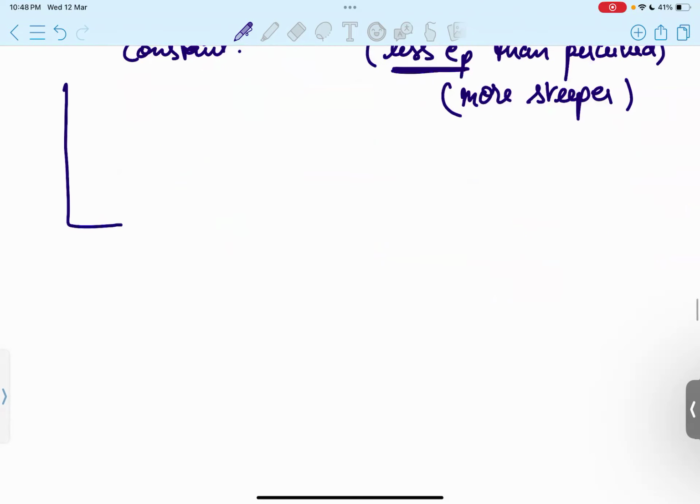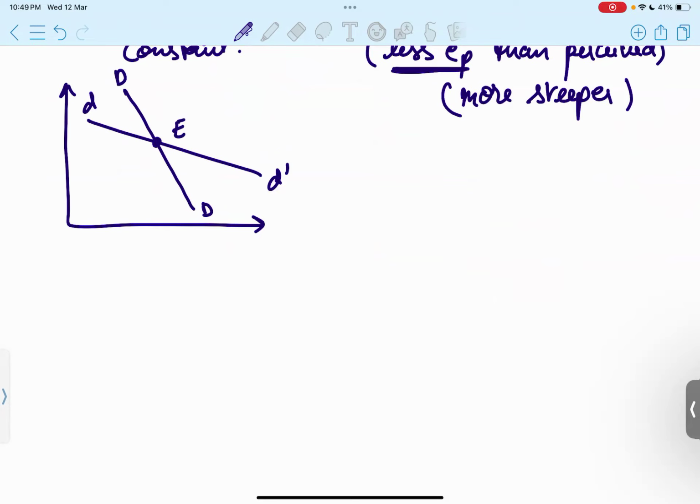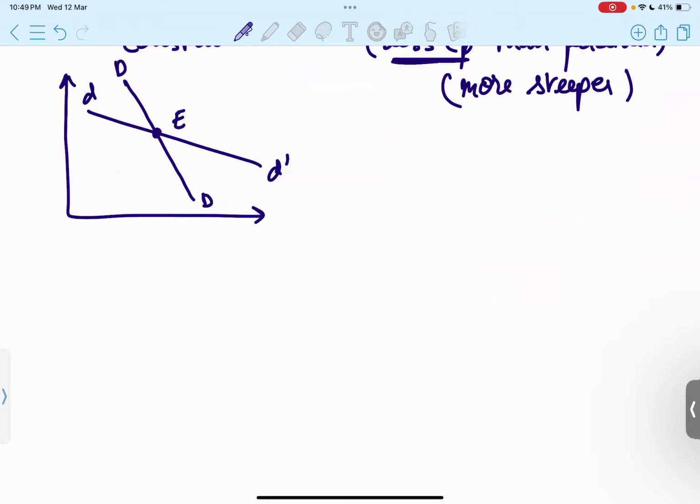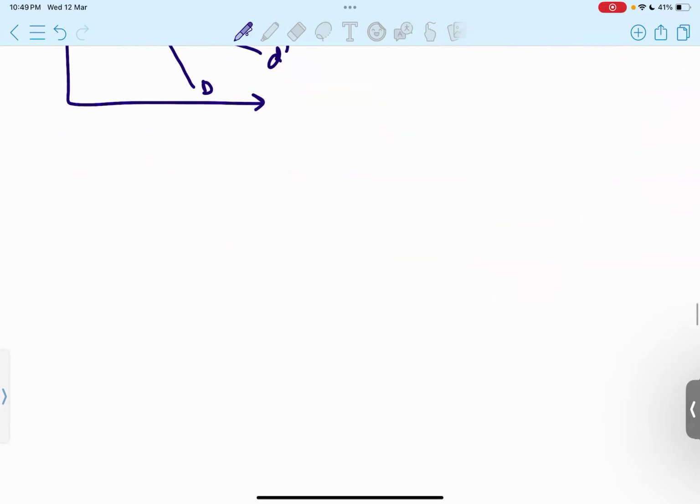So in a simple representation, the proportional one is steeper, so we represent it with more slope, and this is the perceived demand curve. We can label it like this. So this becomes their intersection point. This is one of the equilibrium conditions, that both have to intersect at the equilibrium point.